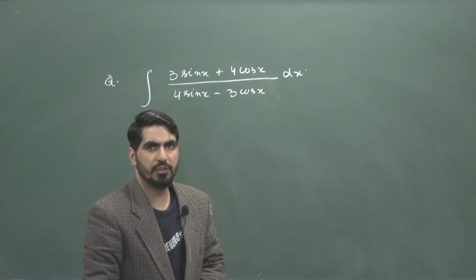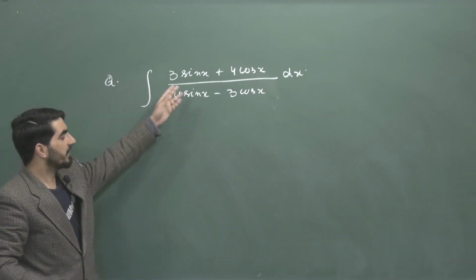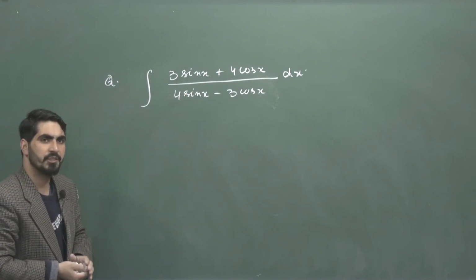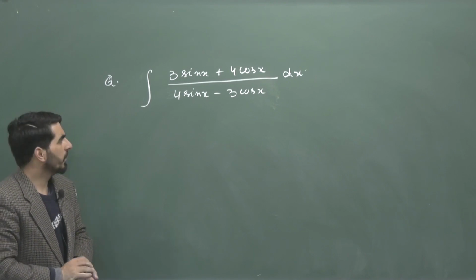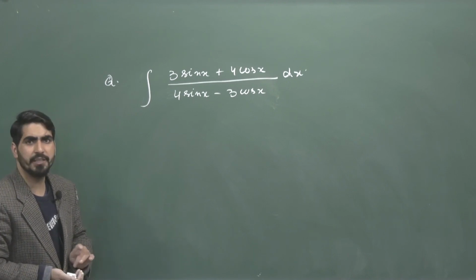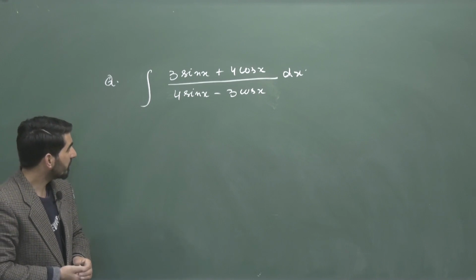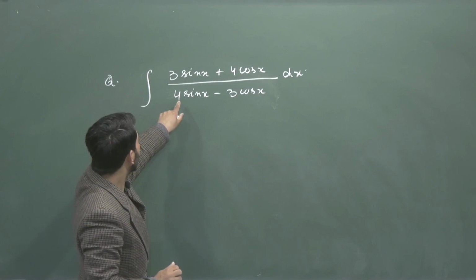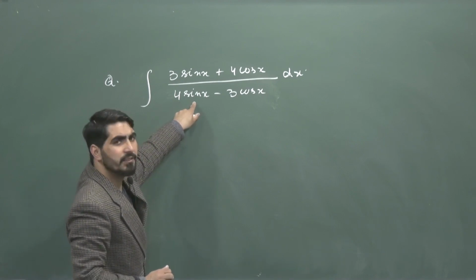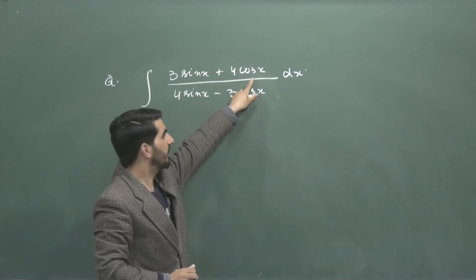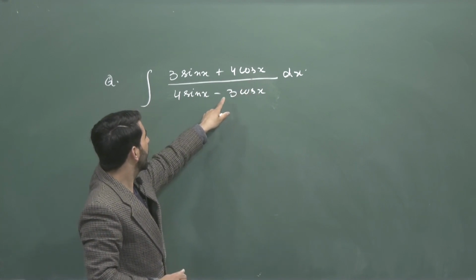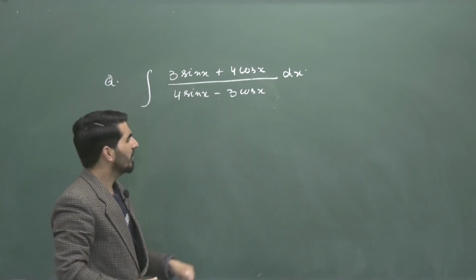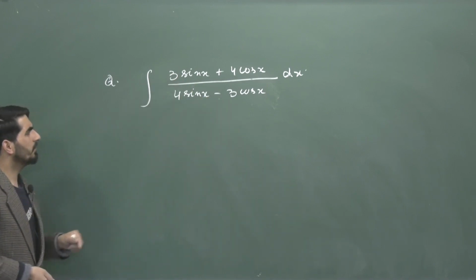Let us do the last question, that is integrate (3 sin x + 4 cos x) divided by (4 sin x − 3 cos x). We have to do this question by using the substitution method. So as we know that the differentiation of 4 sin x is 4 cos x, and the differentiation of −3 cos x is 3 sin x. So this is the simple way.